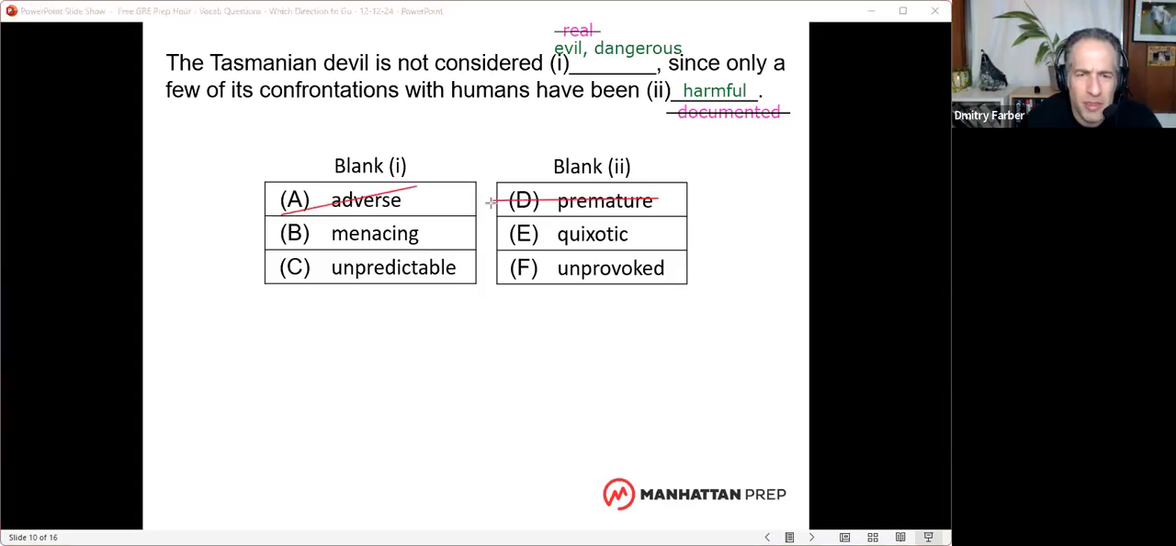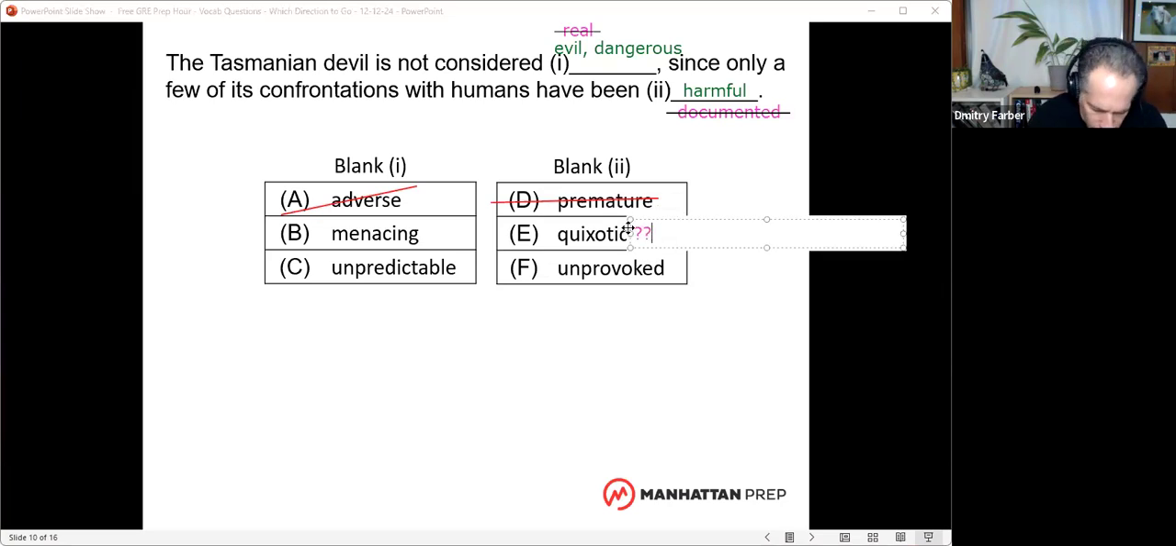Why would a confrontation be premature? Quixotic, you might treat that as a blank if you're like, I don't know what that means, right? It happens and it means weird, quirky. It comes from Don Quixote of all things, right? But I don't have to know that to then say unprovoked.